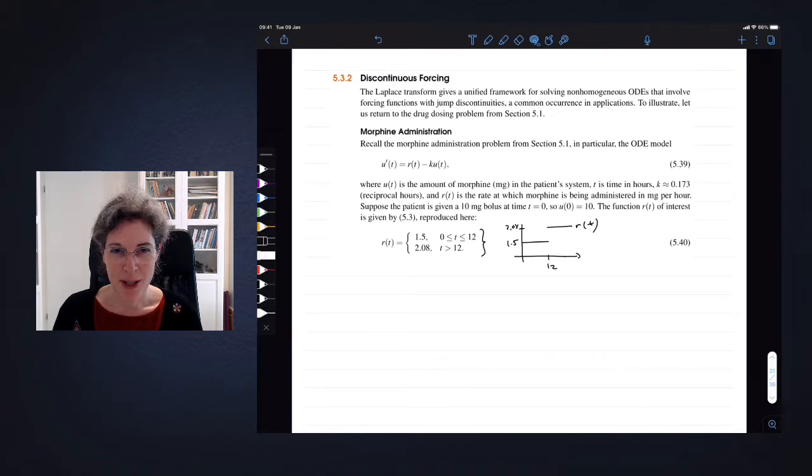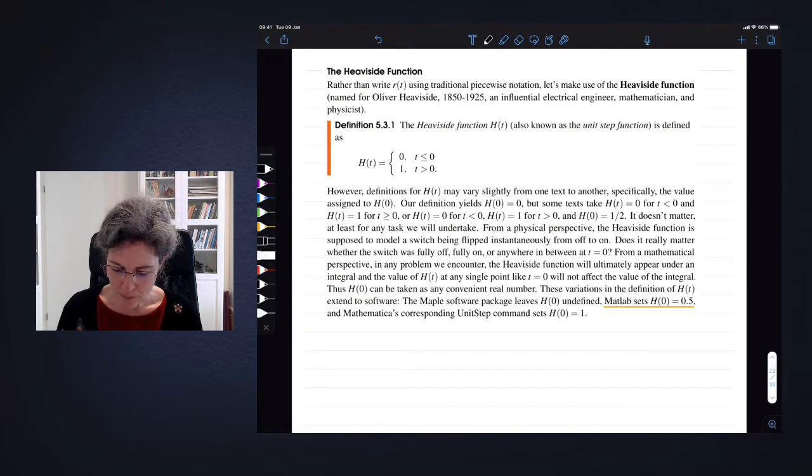Welcome back. So now let's dive into how we can describe discontinuous functions like the one we were thinking about for our Morphine Administration example, and then how we can Laplace transform them so that we can actually use these as the forcing functions in ODEs. So the first discontinuous function that we're going to have a look at is called the Heaviside function.